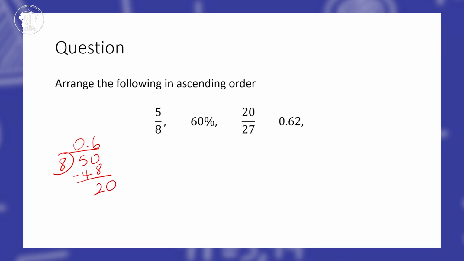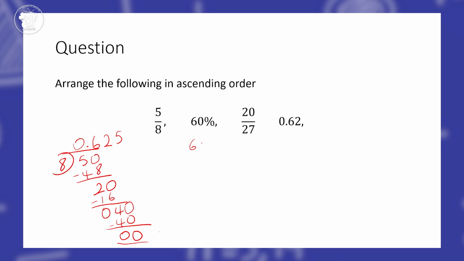8 can go into 20 2 times, 8 2s are 16. So we subtract that again, that would be 4, and we add a 0 to continue. And 8 can go into 40 5 times, 8 5s are 40, and that would be 0. So 5 over 8 to a decimal would be 0.625. So the next thing you want to convert is 60% to a decimal.